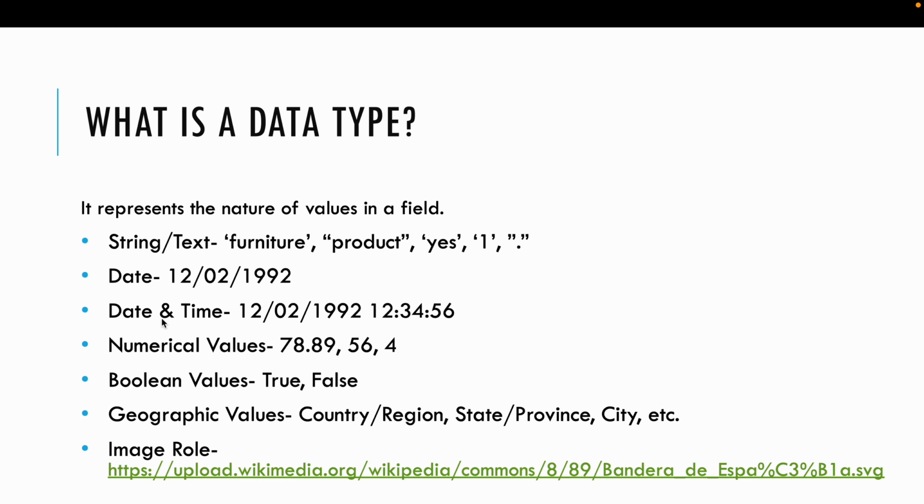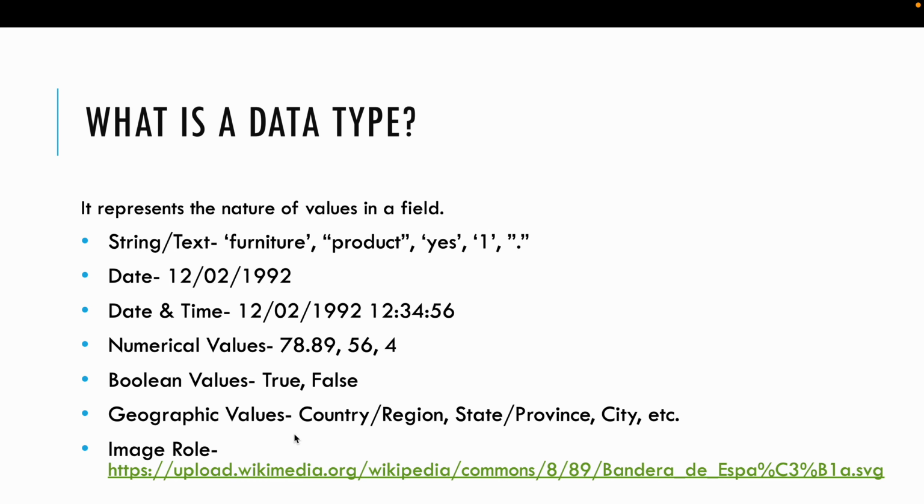Then a date format along with time format, in hours, minutes and seconds, gets translated as a date and time data type. Any numerical value, either a whole number or a decimal number, is a numeric data type. Then just two values, true or false, are considered Boolean values. There can be only these two values in a Boolean data type.